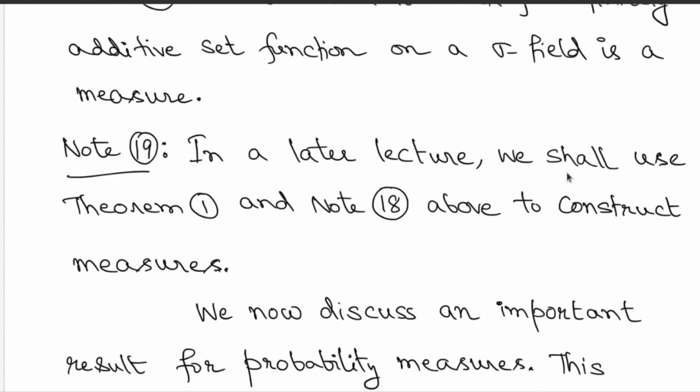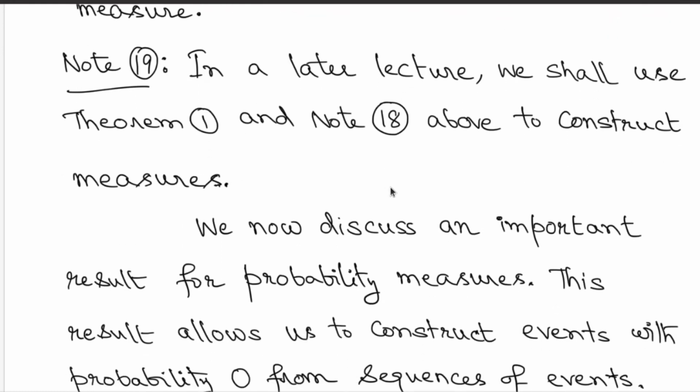So in later lectures, we are going to use this idea: we will take finitely additive set functions on sigma fields, check if they are continuous in this sense, using one of these appropriate sufficient conditions, and then claim that they are countably additive, and thereby they become measures. This allows you to construct measures. Okay, so that's the content of this theorem.